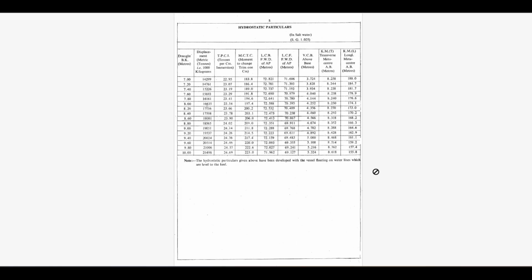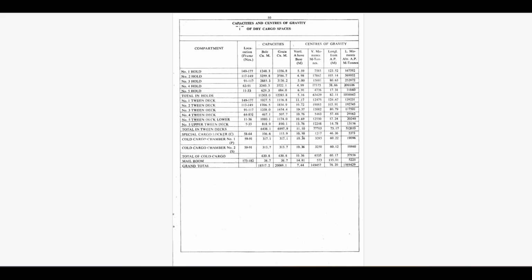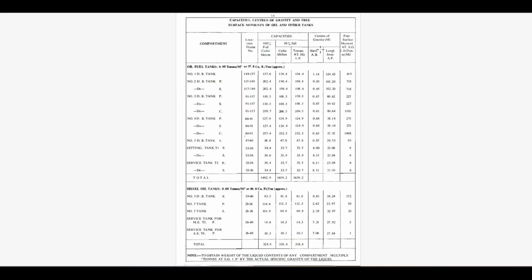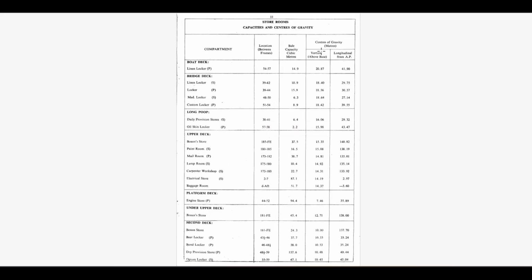In the next page, again, this is the continuation of hydrostatic particulars. After that, in page number 10 they have given capacities and center of gravity for dry cargo spaces. In 11 they have given for storerooms. Then on page 12, capacities and center of gravity of storerooms, crew and effects, and for deck cargoes. Then after, capacities and center of gravity of refrigerated cargo domestic chambers. And on 14th, capacities, center of gravity and free surface moments of oil and other tanks. Now we have to find for number 2 twin deck.